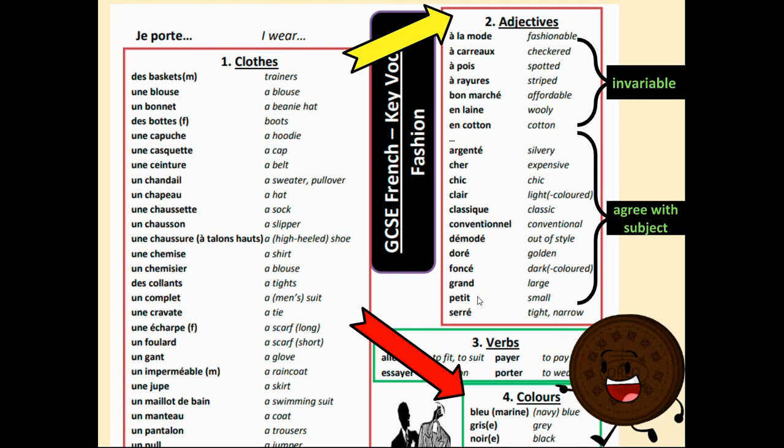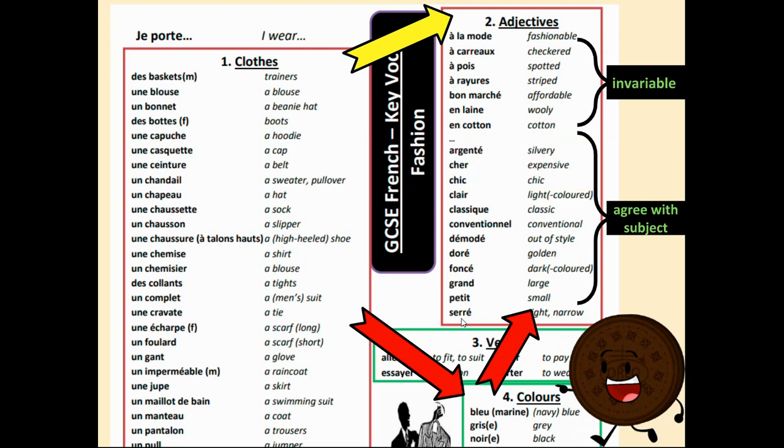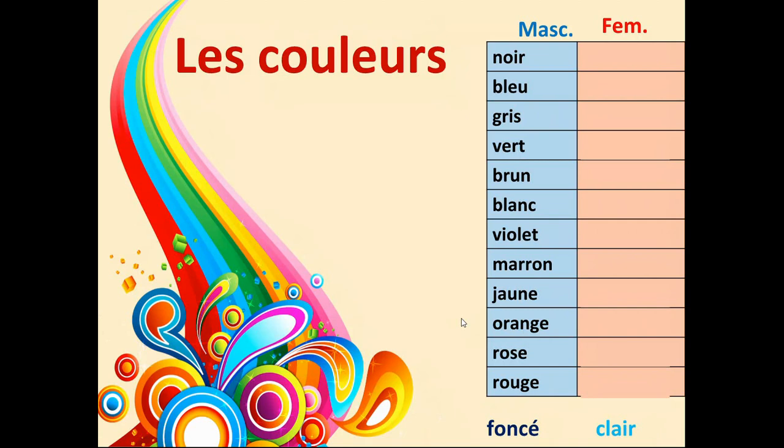So just be wary, you already have your sheet on adjectives in your resources. And then you could use those adjectives there, for example. So I could say, je porte une chemise noire serrée, tight. So let's do a very quick recap on colors. So just to remind you how to write them in the feminine version, because you'll often need to do this. So you could pause now and try to fill out the box on the right and see if you get it right. Right, let's continue.